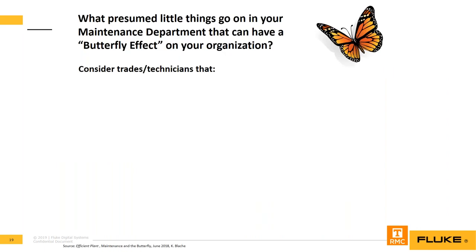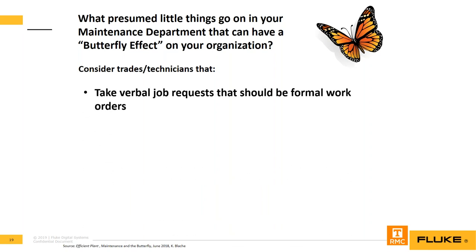But let's tie this back into maintenance. So why am I talking about this? What little things, assumptions, changes, or things we don't do right on a daily basis in a reliability and maintenance department, what do we not do or not do right that can have that butterfly effect on your organization? And think about what goes on every day at your workplace. Do you take verbal job requests that should be formal work orders, and now they don't get documented?